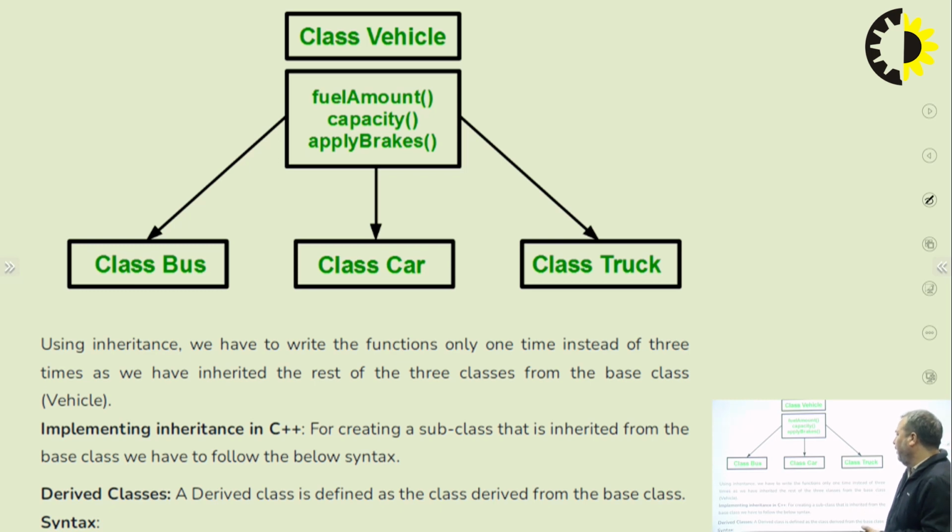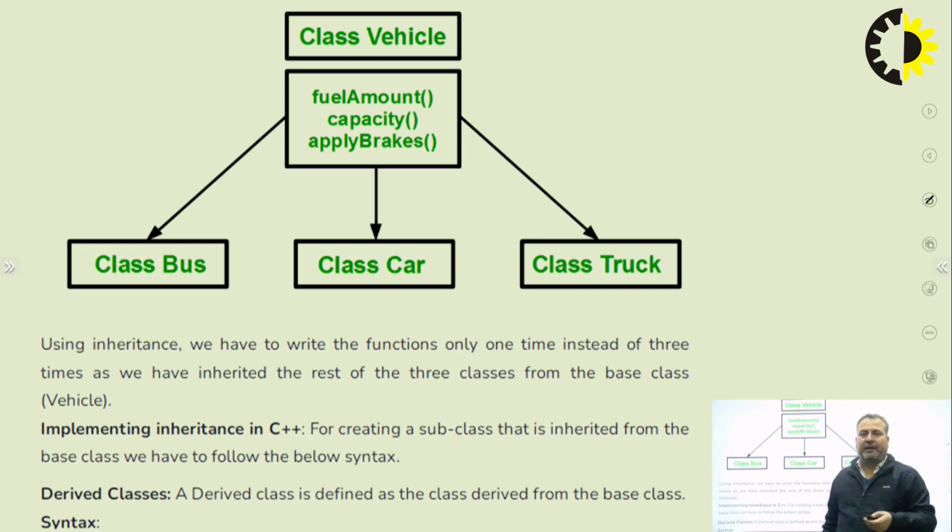Using inheritance, we have to write the function only one time instead of three times, as we have inherited it into the rest of the three classes. These functions can all become functions of bus, car, and truck. So we need not write all these functions again in bus, car, or truck. We write them only one time. We can simply reuse all the code written in the parent class, here the vehicle class.